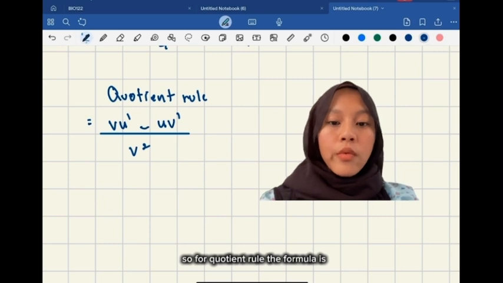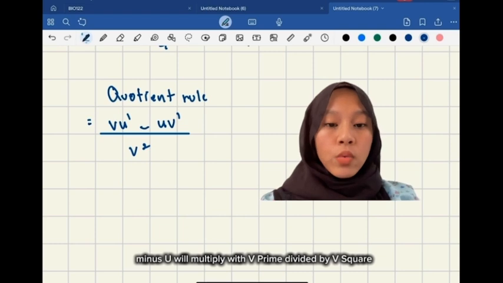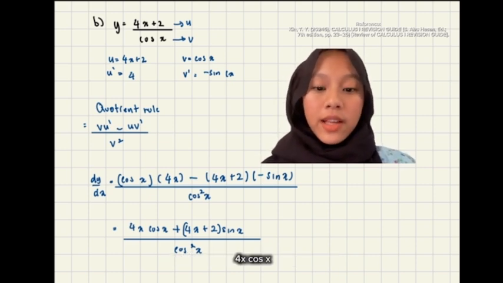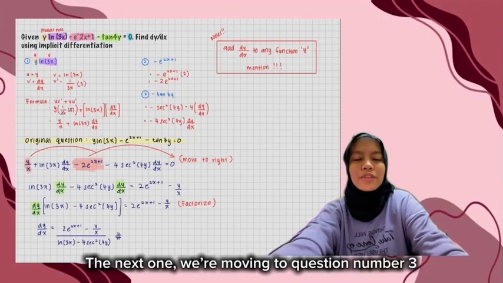For the quotient rule, the formula is v multiplied by u prime minus u multiplied by v prime, divided by v squared. So the final answer for this question is 4x cos x plus (4x plus 2) sin x divided by cos squared x. The next one, we are moving to question number 3.